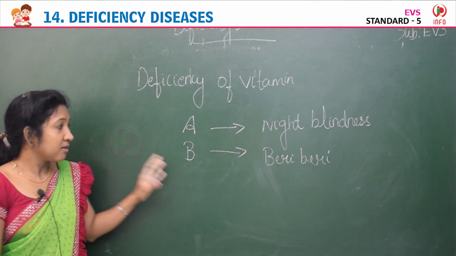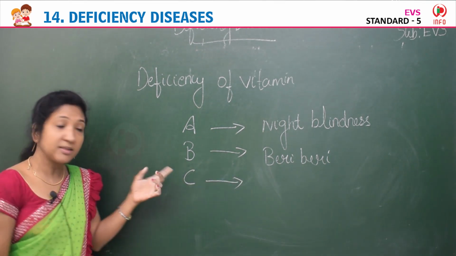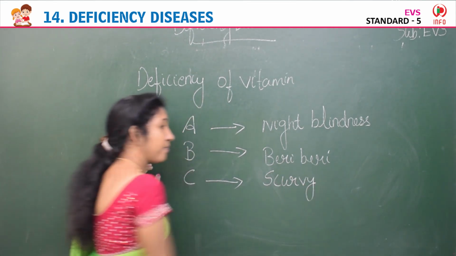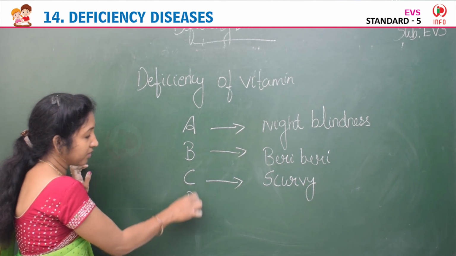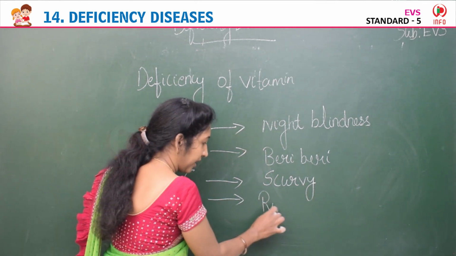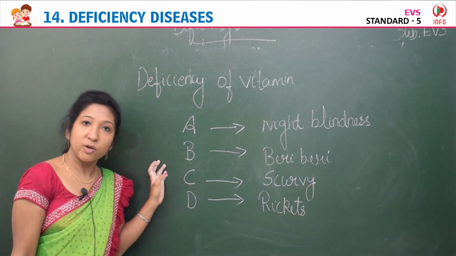Okay. Next, deficiency of vitamin C. Deficiency of vitamin C causes scurvy. Yes. Now last one, D. Deficiency of vitamin D causes rickets. These are the answers.